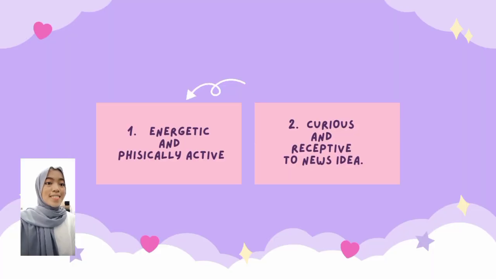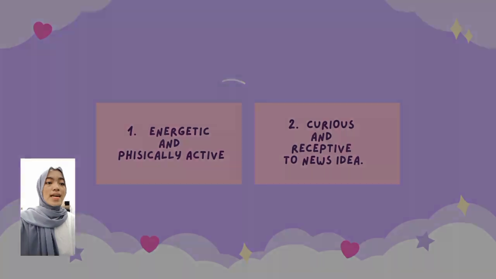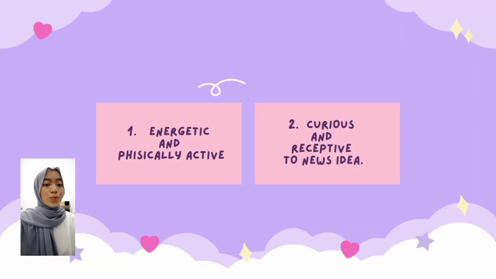The first is energetic and physically active. Children are active. They can't learn with a system that only discusses theory. Therefore, we as teachers must be active in teaching young learners. Not only active, but we also have to be creative. As much as possible, we have to create a fun learning space for them.